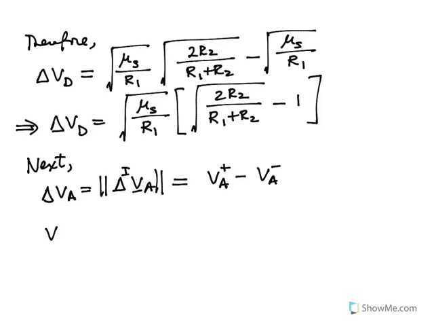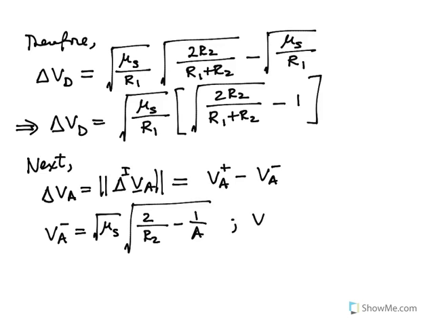Well, we know that Va minus is equal to the square root of mu s times the square root of 2 over r2 minus 1 over a, because we're applying this impulse at the distance r2, which is at apoapsis of that transfer ellipse. And then Va plus is equal to the square root of mu s all divided by r2.